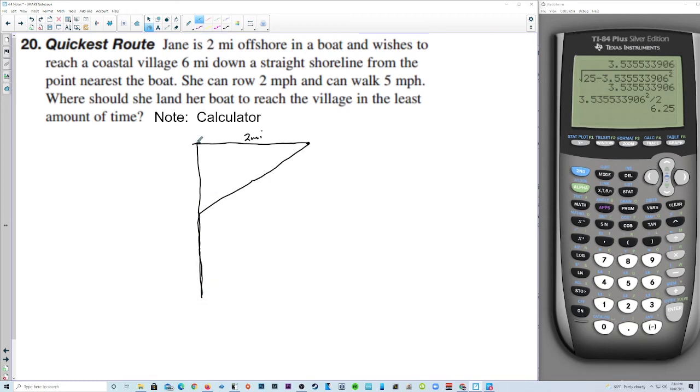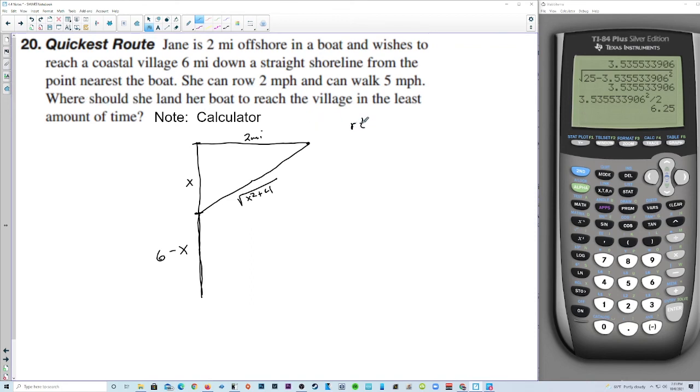Now from here to here, let's call that a distance of x. And if the overall distance is 6, we'll call the rest of this 6 minus x, the distance she's already traveled. Now the hypotenuse is the square root of x squared plus 4. And then that distance is 6 minus x. So the total distance she has to walk, actually, we don't want distance, do we? Where should she land her boat in the least amount of time?